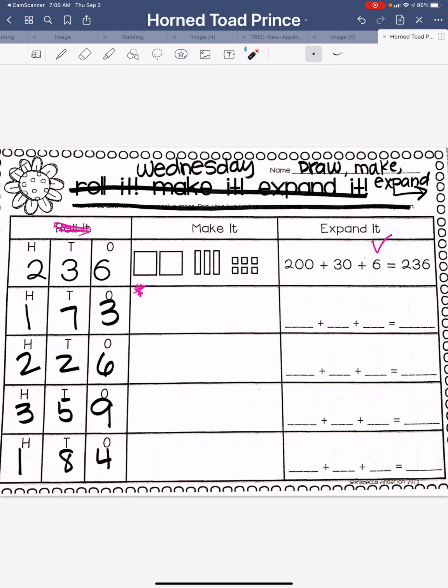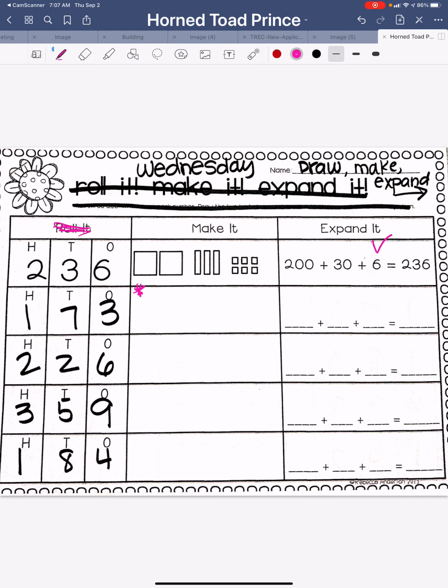And to write it in expanded form, we see 200, and so we write 200 plus, and then there are 3 tens, so 3 times 10 is 30. And then there are 6 ones, and 6 times 1 is 6, and so that gives us 236. So now let's look at 173.